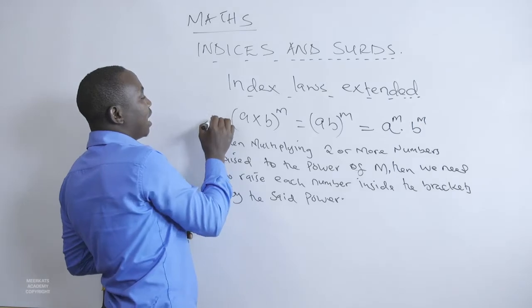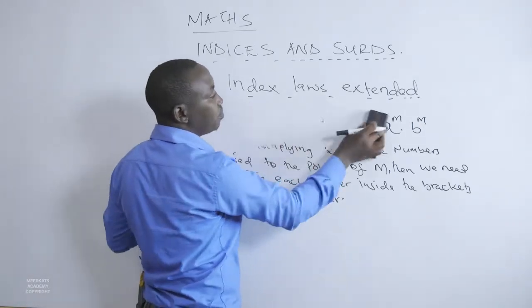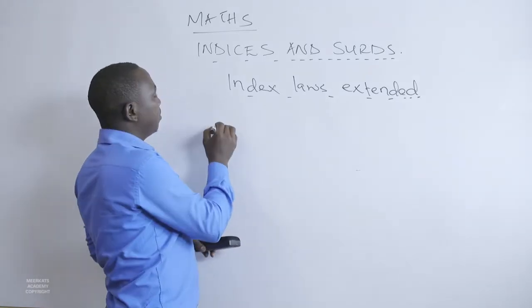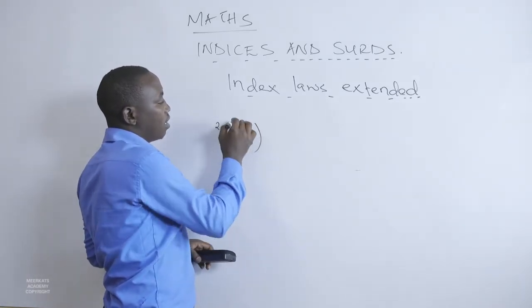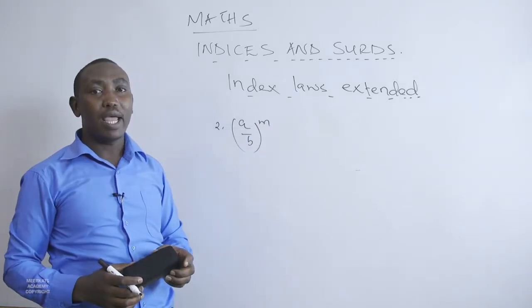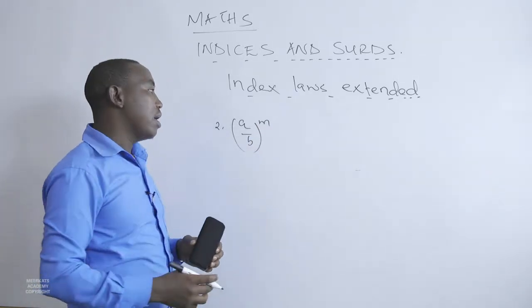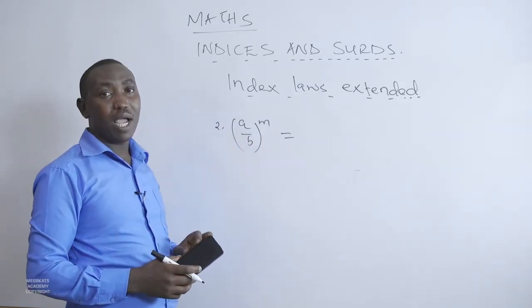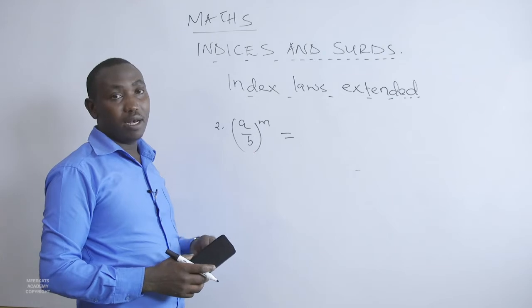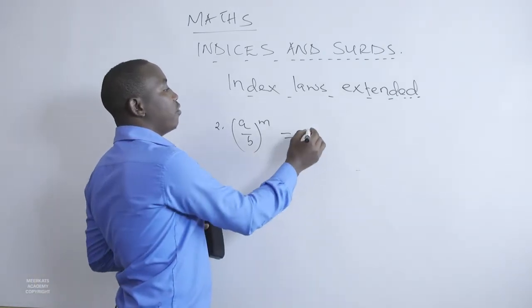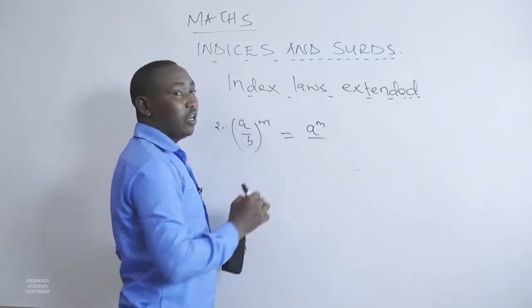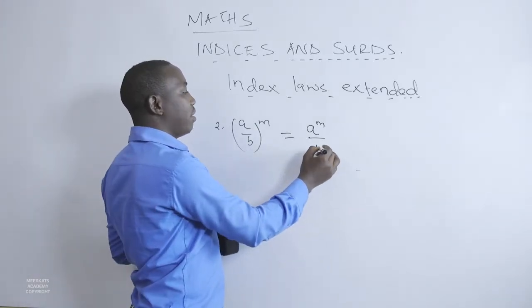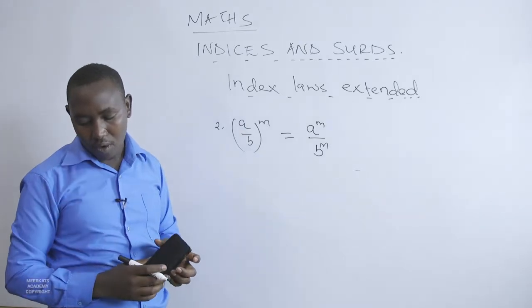Let's look at a case when we have division. And now in this case, we have a over b, again the whole of it raised to the power of m. Then, because the power is affecting everything inside the bracket, we are going to filter in this power m, and therefore we are going to have a raised to that power divided by, also b is inside the bracket, therefore it's going to be affected, and we shall have b raised to the power of m.